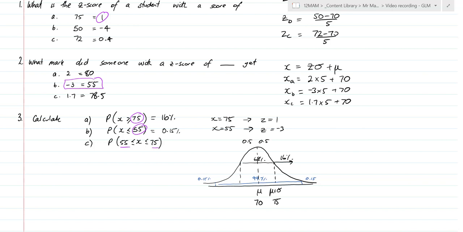And then C is the probability that it's in between here. We've already got this bit here is 16%, and this bit is 0.15%, and that leaves 16.15 away from 100, which leaves us 83.85%. Or you might write them as decimals.